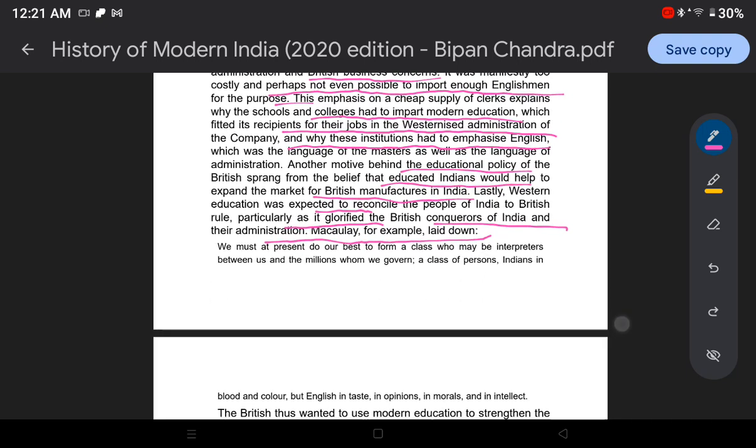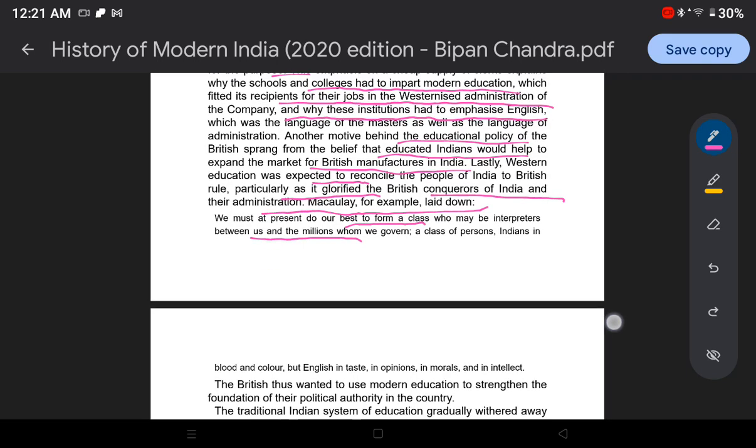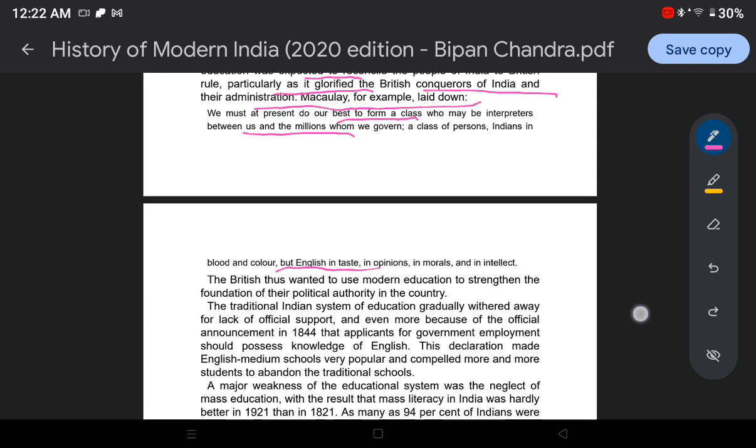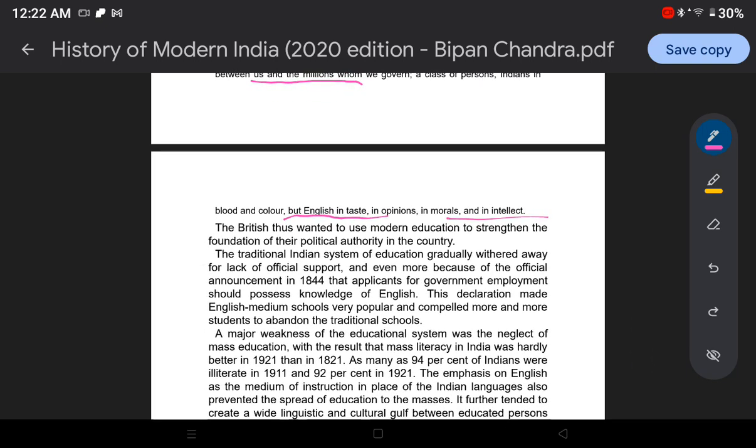We must at present do our best to form a class who may be interpreters between us and the millions whom we govern, a class of persons, Indians in blood and color, but English in taste, in opinions, in morals, and in intellect. The British thus wanted to use modern education to strengthen the foundation of the political authority in the country.